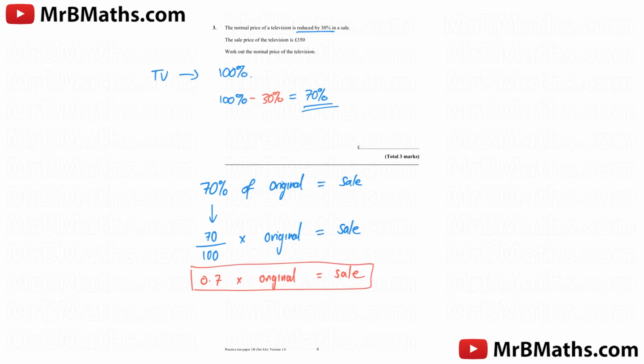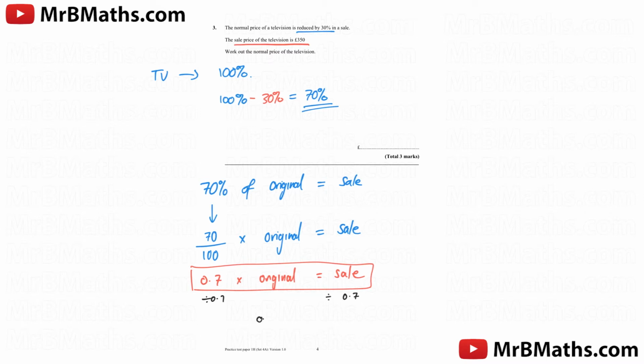Now what we need to do is look at this formula and manipulate it to be able to answer this question. So looking at the question above, the sale price of the television is £350. So they're already telling us the answer here. What we need to find out is the original cost. So we need to do some rearranging. What do we need to get rid of? It would be the 0.7 here. So this is 0.7 times the original. To get rid of this, we're going to divide by 0.7, so divide by 0.7 both sides of the equal sign.